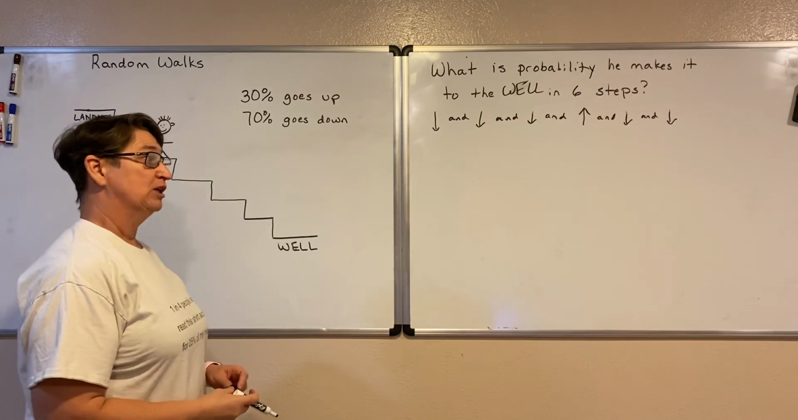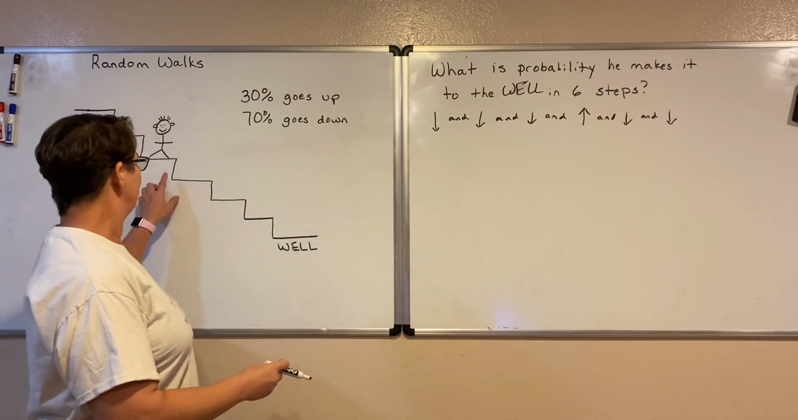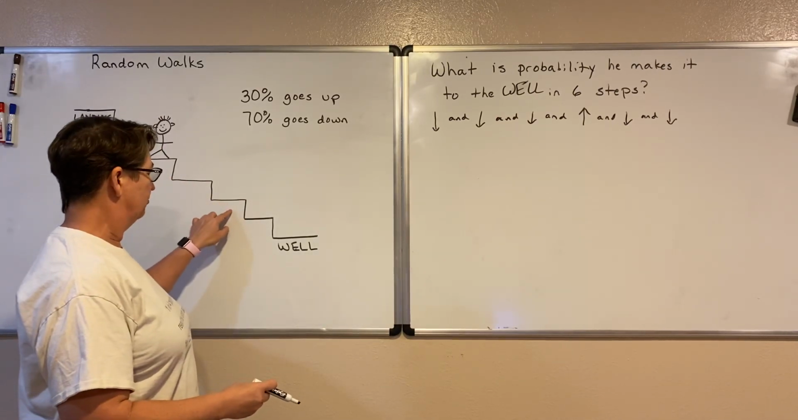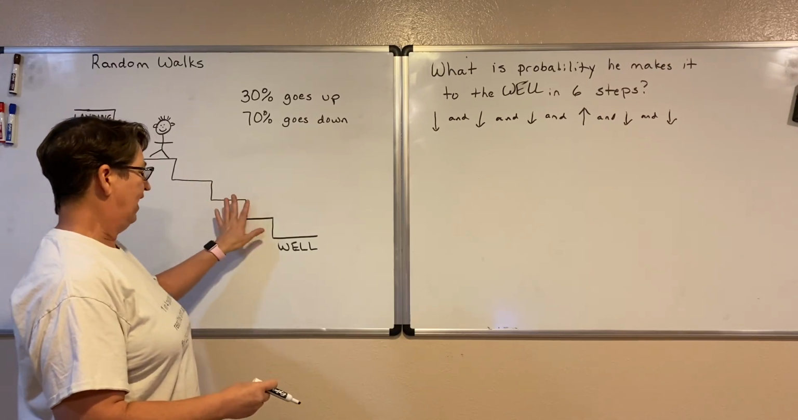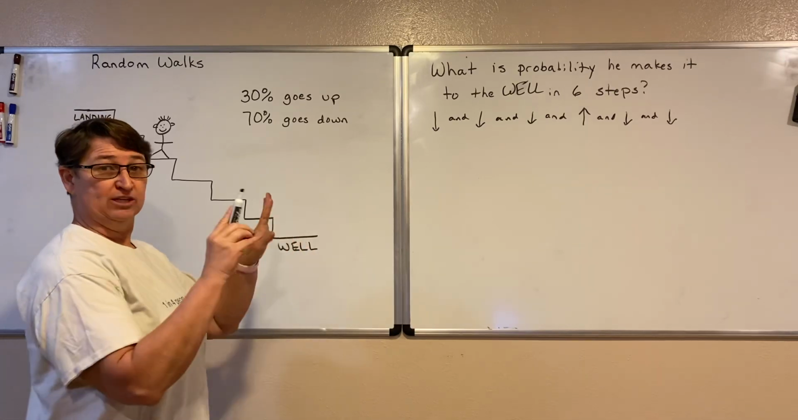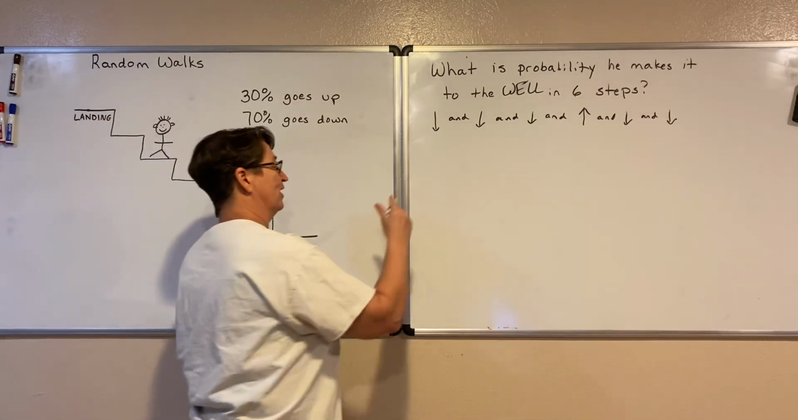Now, is that the only way he can make it? Well, what about if he went down, and then back up, and down, and down, and down? That would give me 6 steps. So that's another way to do it.